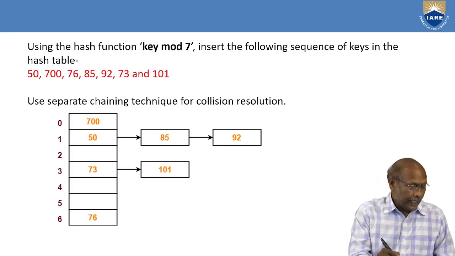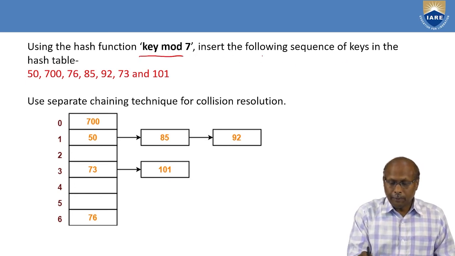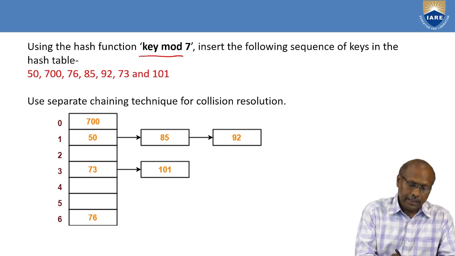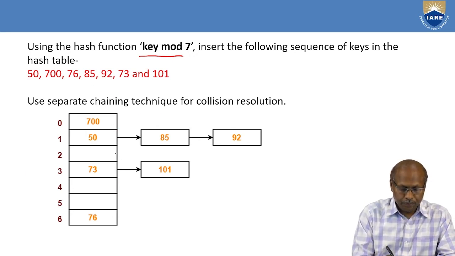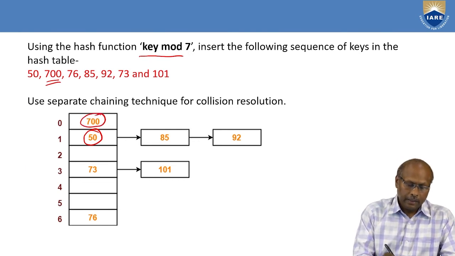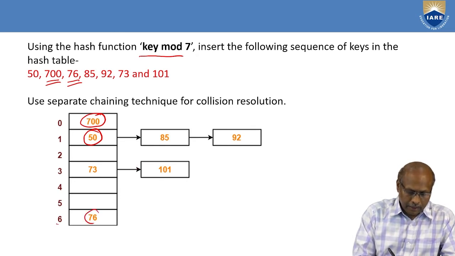Next, using hash function key modulus 7, insert the following keys: 50, 700, 76. Apply the key. So 50 modulus 7, how much? 1. So directly store it here. Next, 700. 700 modulus 7 is 0, so the 0th place. Next, 76 modulus 7 gives you 6. So directly store in the 6th place.